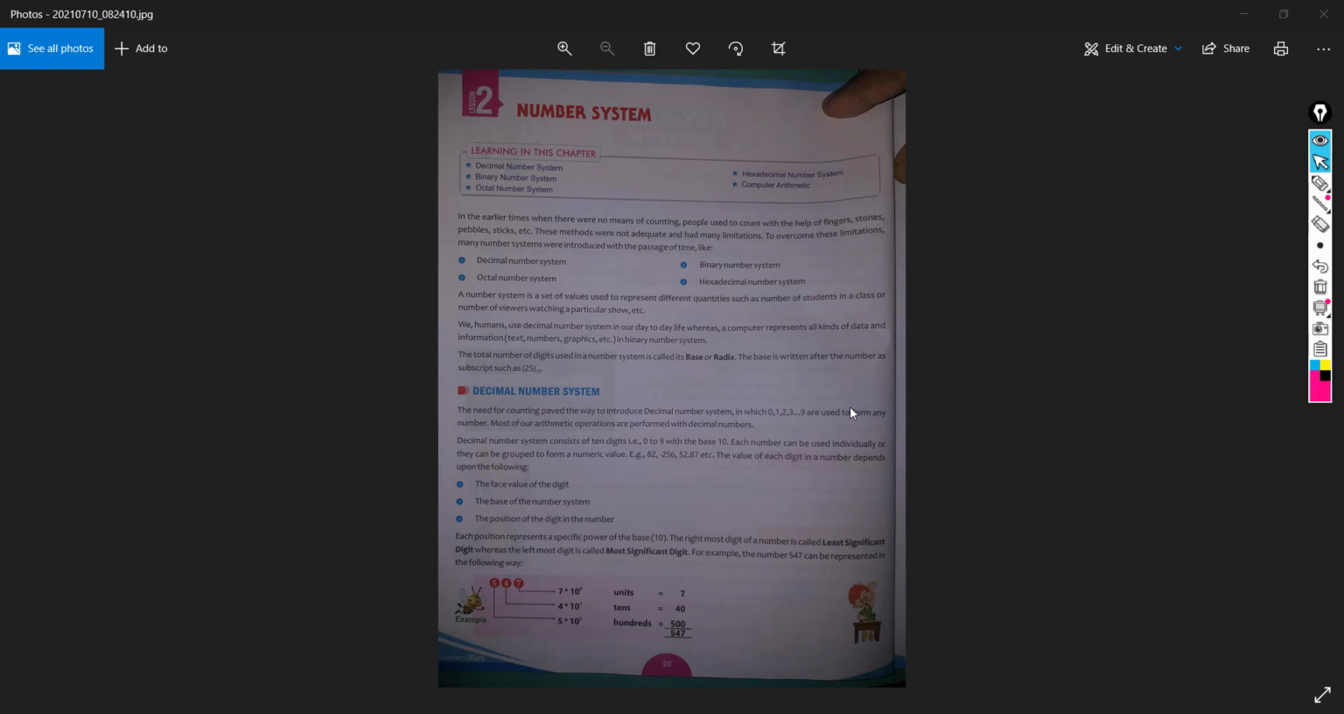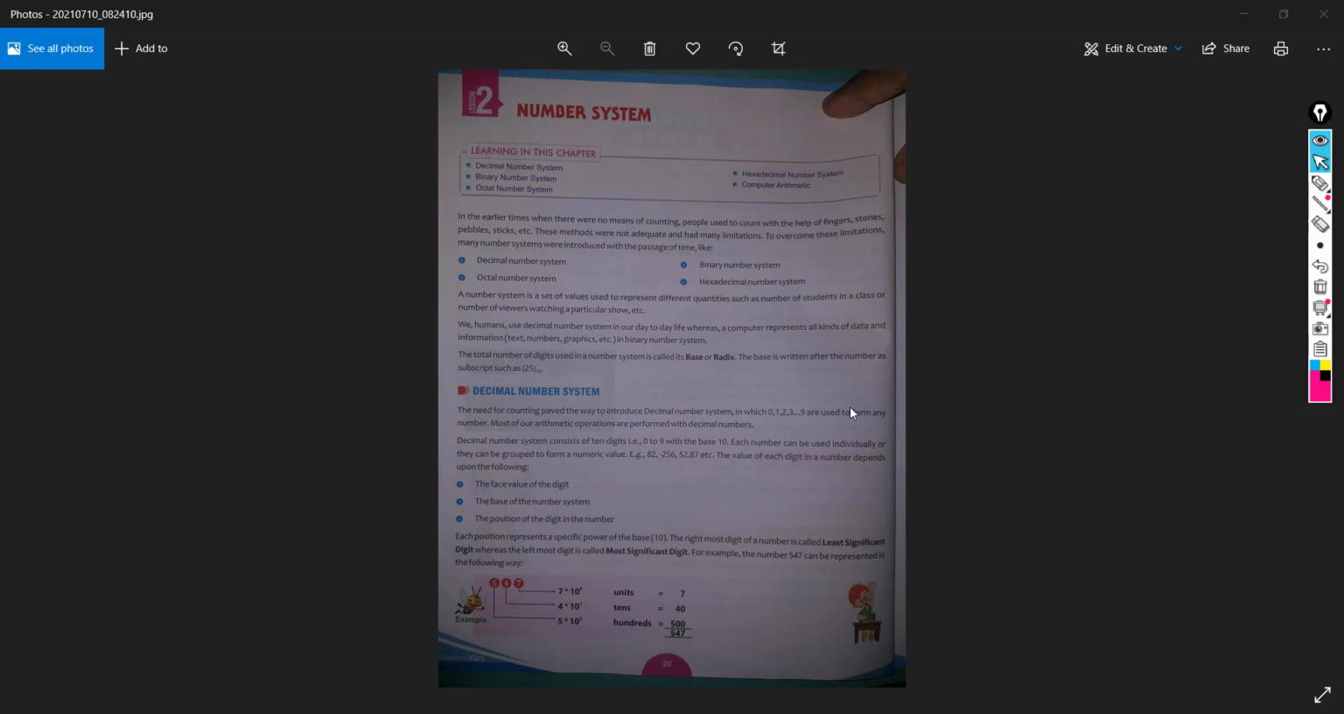So students, number system is implemented mainly for counting purposes, isn't it? For example, if you want to count how many students are there in a class, or how many people are attending a party, or how many buildings are there, in order to count things, we are using number system.